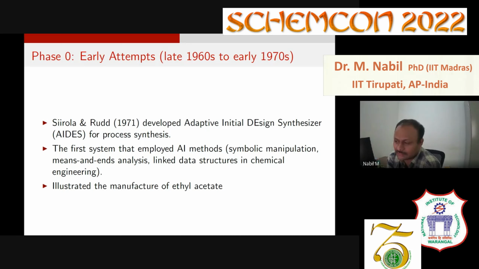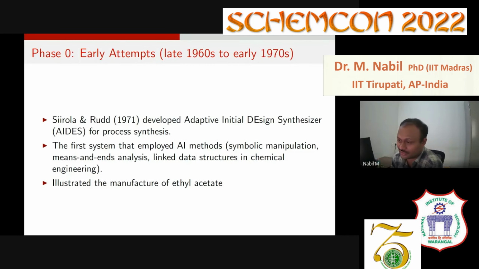The first system that was developed that employed AI used means-ends analysis. It had some amount of symbolic computations and linked the different data structures in chemical engineering. Okay, as you could see, the different elements of AI that we saw previously had been implemented to some extent. So we call this the early attempts, or phase 0, of AI in process engineering.